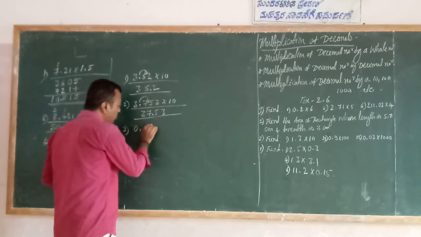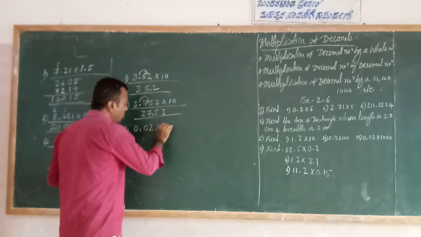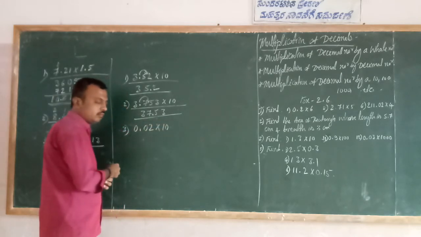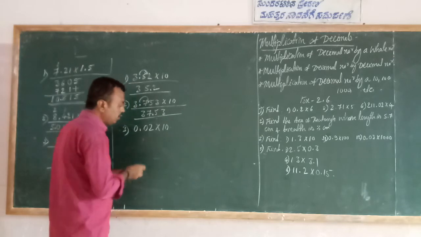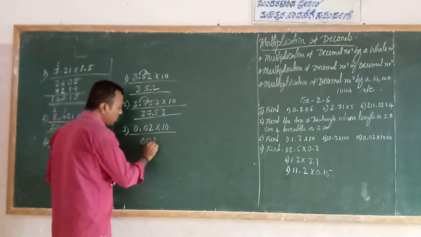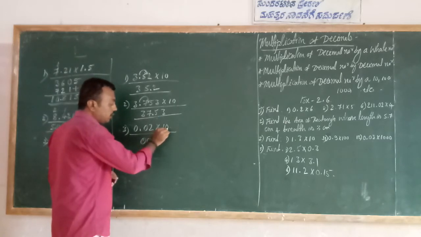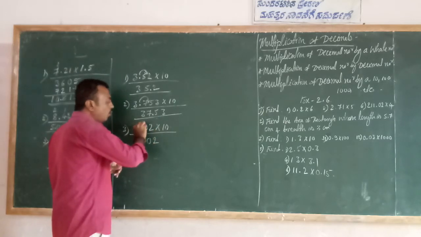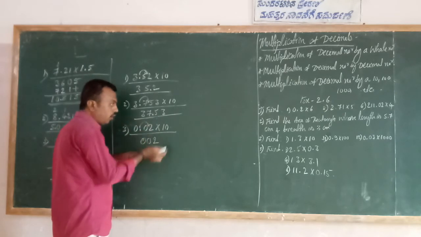0.02 into 10. See students, in that very simple, 002, you have to write as it is. How many 0s are there? One 0. Therefore, one digit you should shift forward to the next digit.